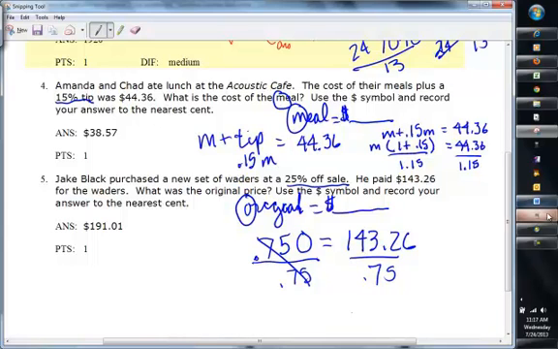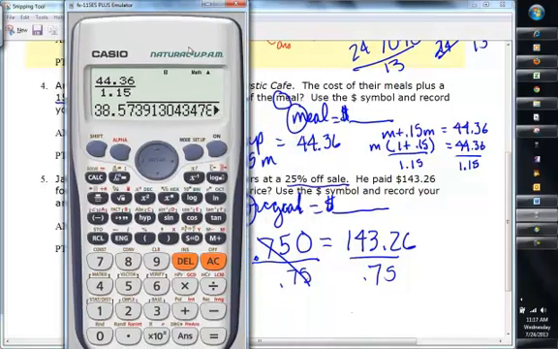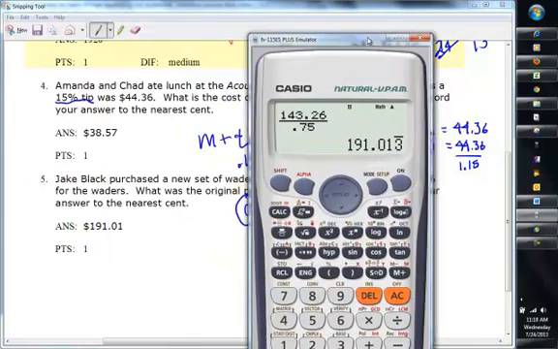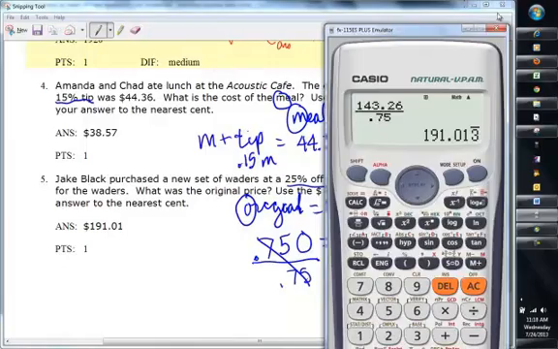Let's take out our calculator. 143.26 over 0.75 is $191.01. Next one.